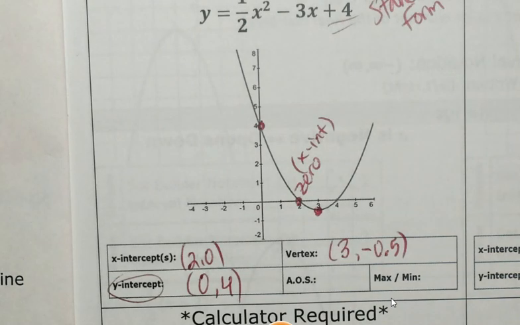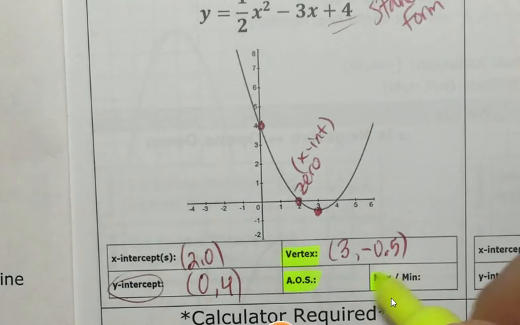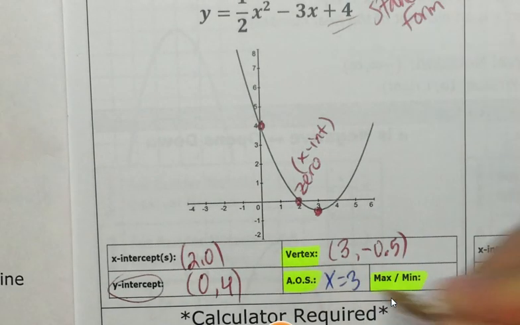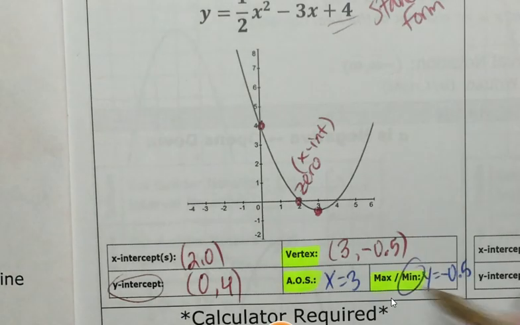And if you recall from the last example, once you have the vertex, you have these as well. So the axis of symmetry will be the x value, so x equals 3. The maximum or minimum will be the y value, so -0.5. And based on how the graph looks, that is your minimum.